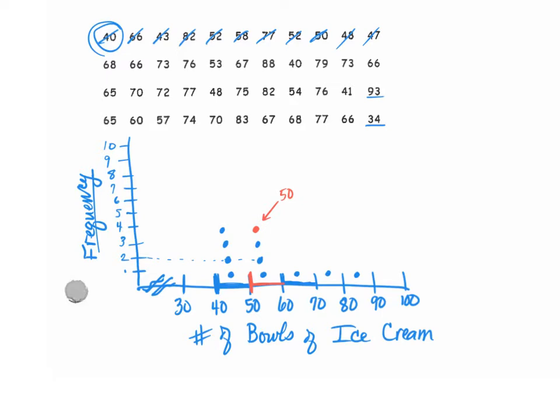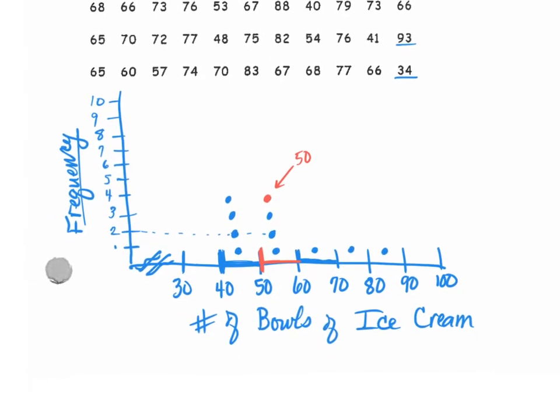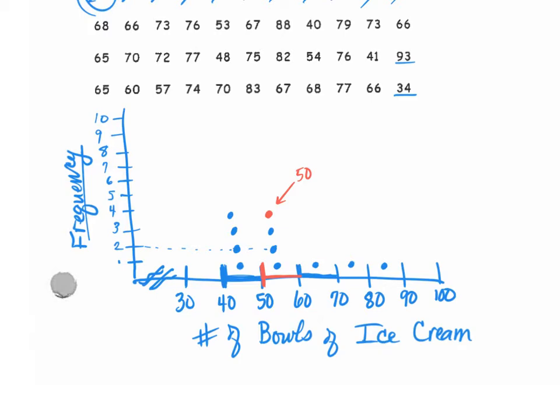Do we always have to mark it? No. This was just for teaching purposes only. That 50 being in red was just to demonstrate that if it's on the line, it goes in that bin to the right. Okay? So you don't have to have those all in there. That's just the first row of data.